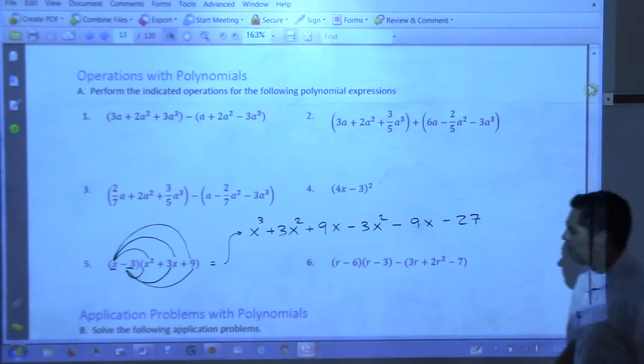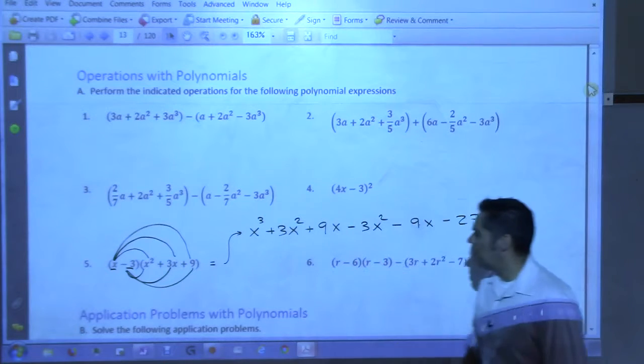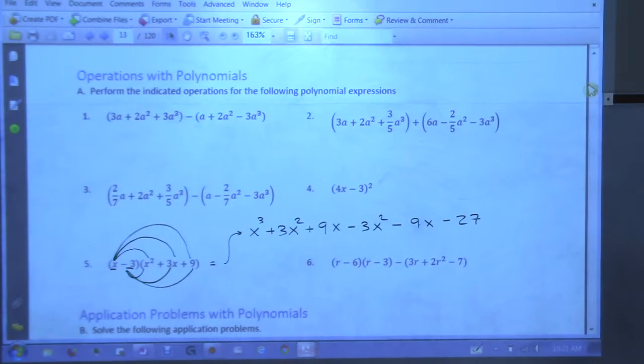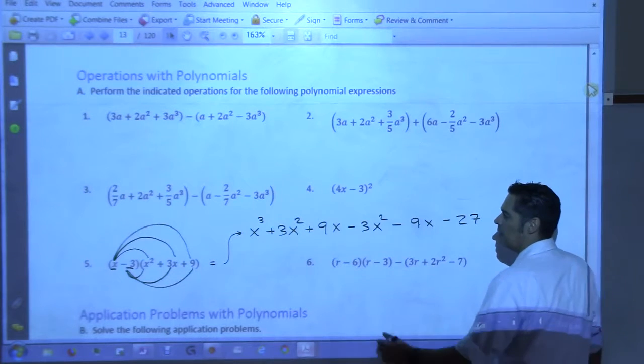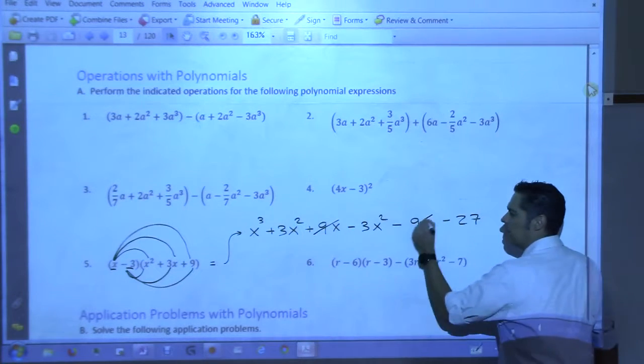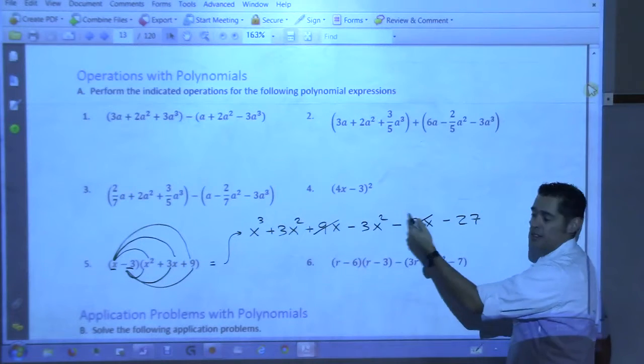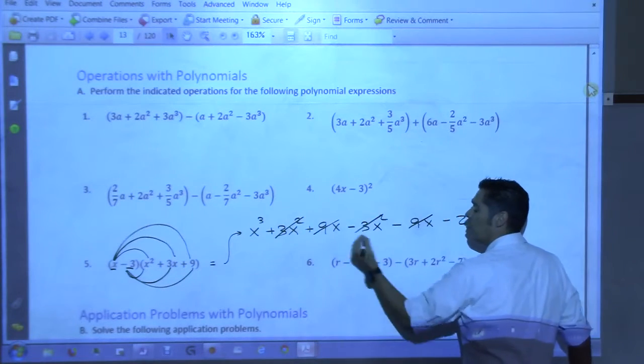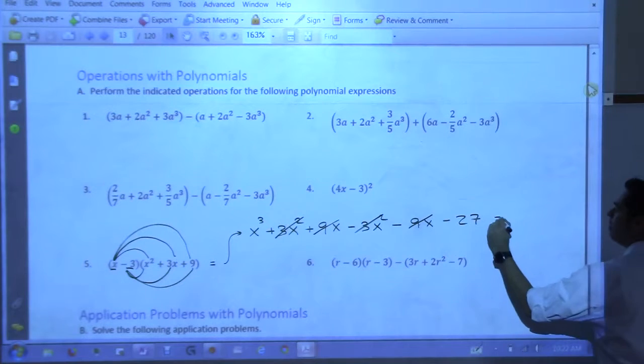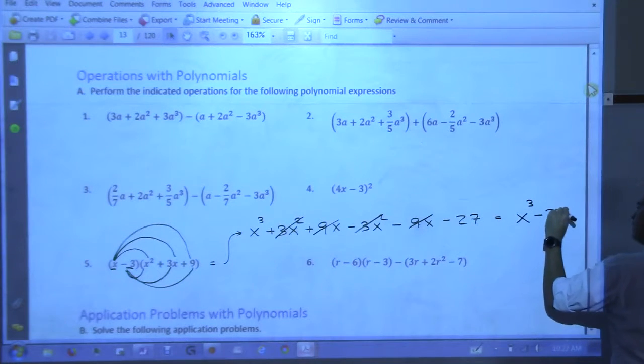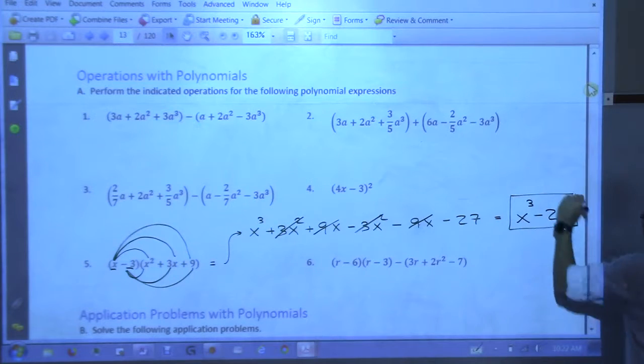Are there any like terms there? Anything you can collect together? Oh, wow. Interesting. What happens, Cameron? Well, the 9x's cancel because one's positive, one's negative, and the 3x squareds cancel because one of them's positive and one of them's negative. All right. Interesting.